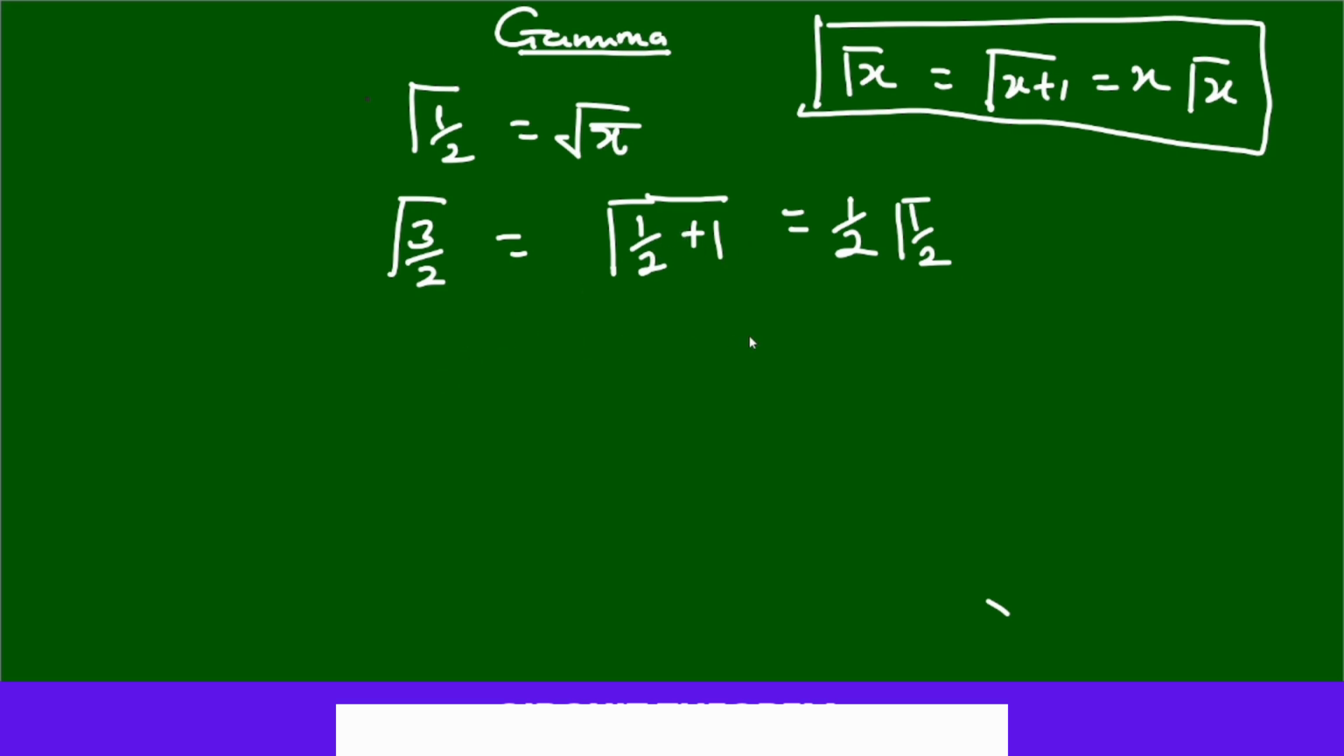So it means that we can rewrite this same function as 1 on 2, and then we know that gamma of 1 on 2 is the same as root of pi. So this will give us root of pi on 2. So this is the result of solving gamma of 3 on 2.